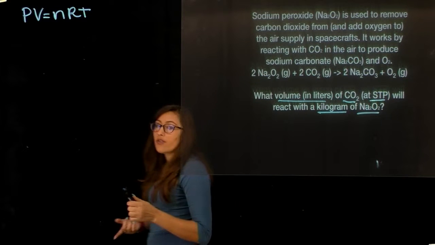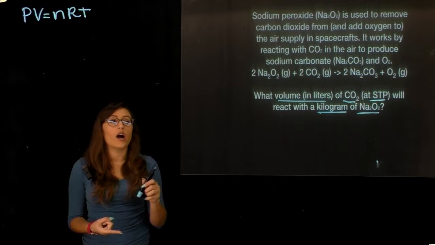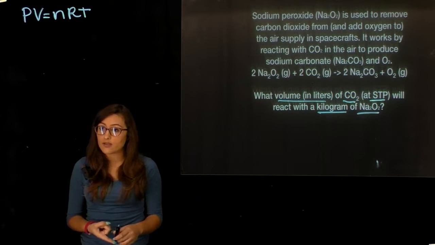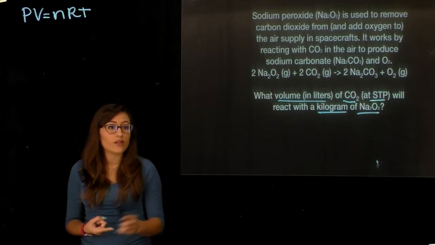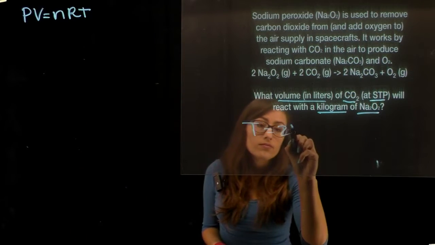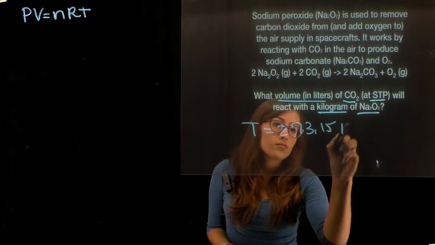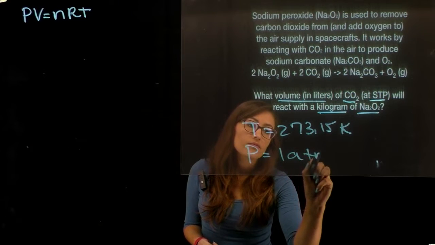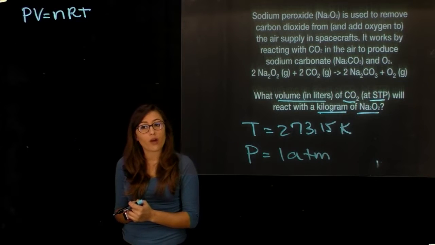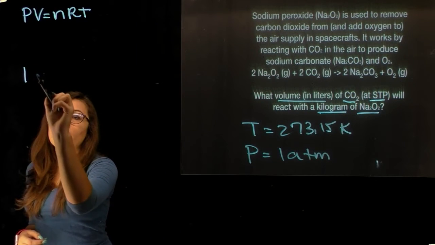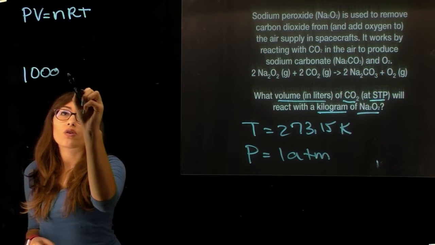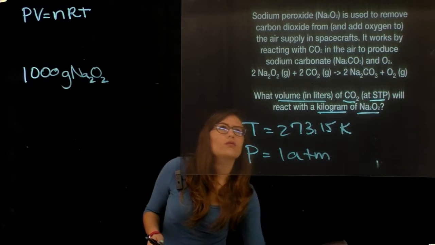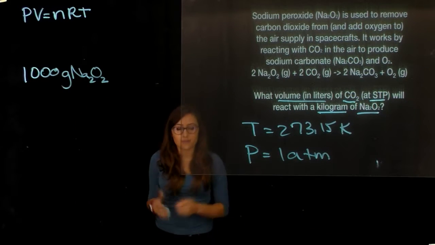So, right off the bat, we know we are dealing with standard temperature and pressure, so that's STP. So temperature is equal to 0 degrees Celsius, so 273.15 Kelvin. And we are also dealing with 1 atmosphere. They give us a kilogram of sodium peroxide, so I'm going to write that right here. So they have 1 kilogram, so I'm going to do 1,000 grams of sodium peroxide.